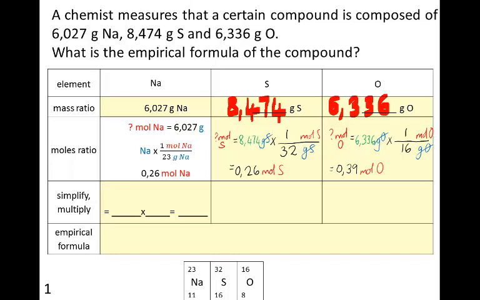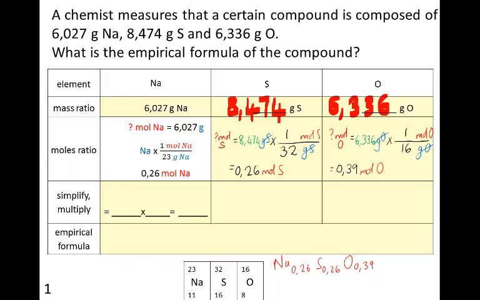So strictly speaking, we could write the formula like this. Na 0,26, S 0,26, O 0,39. But obviously that looks awful, and it suggests that we have partial atoms in a whole molecule, which is stupid. We want whole numbers. We don't want any fractions here. So we need to convert this ratio. Keep the same ratio, but just give it in the format which has only whole numbers within it. So to do that, we need to simplify and possibly multiply.